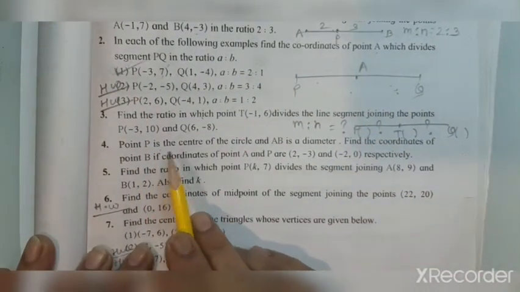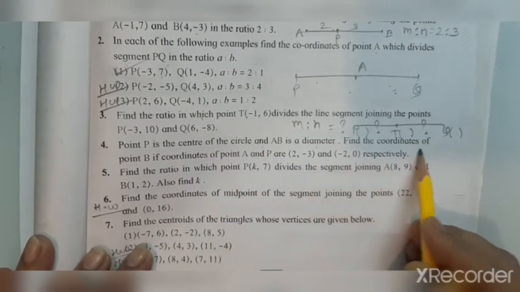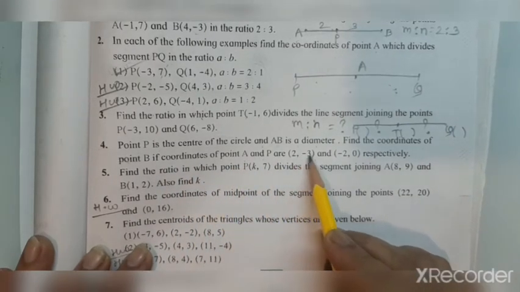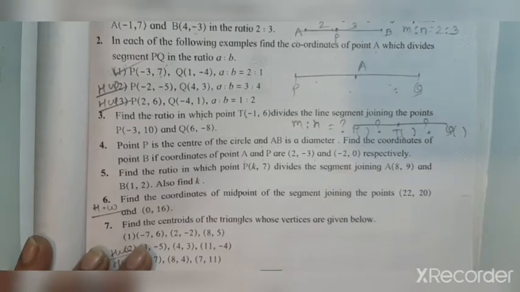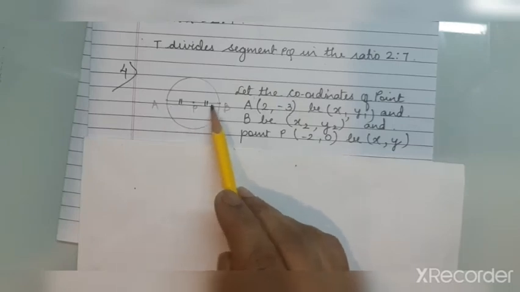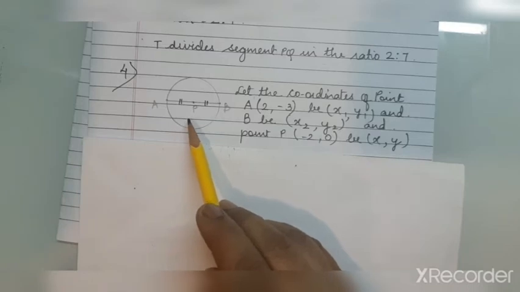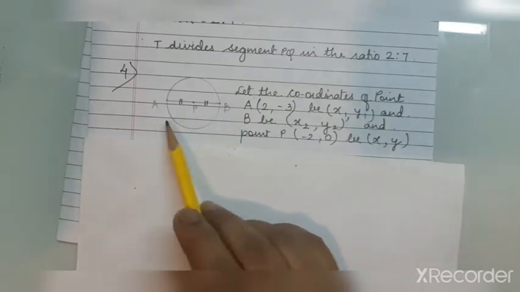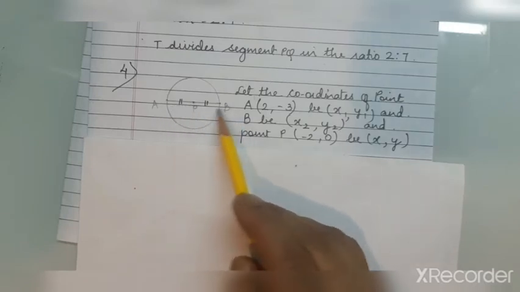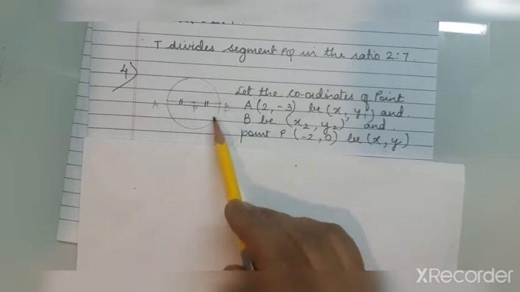Point P is the center of the circle and AB is a diameter. Find the coordinates of point B if coordinates of point A and P are given as 2, -3 and -2, 0. Now what is given? A circle and AB is a diameter. Okay, and P is the center of the circle. Okay, so this diameter passes through the center of the circle, therefore I have shown this. Now the diameter passes through the center of the circle and the center divides the diameter into two equal parts.